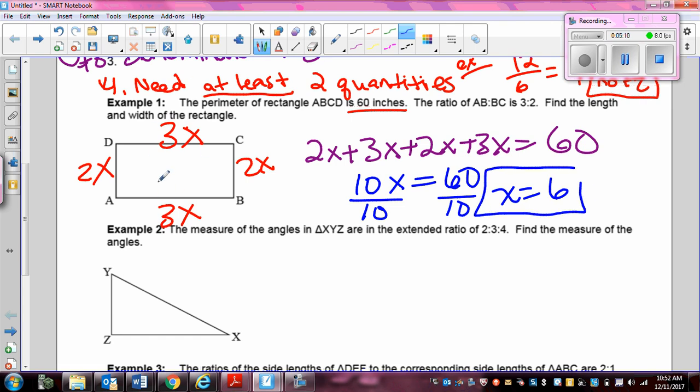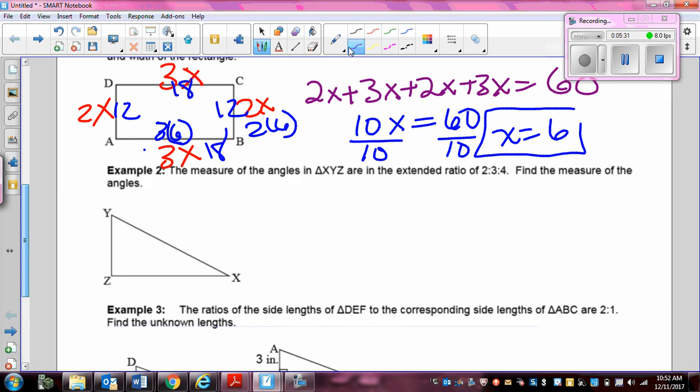So when I plug it in, this is going to be 3 times 6. 3 times 6, not 36. 3 times 6 is 18. So A to B is going to be 18, which means D to C is also 18. And 2 times 6 is 12. If you add up these numbers, they should equal 60. Check your work. Check my work.